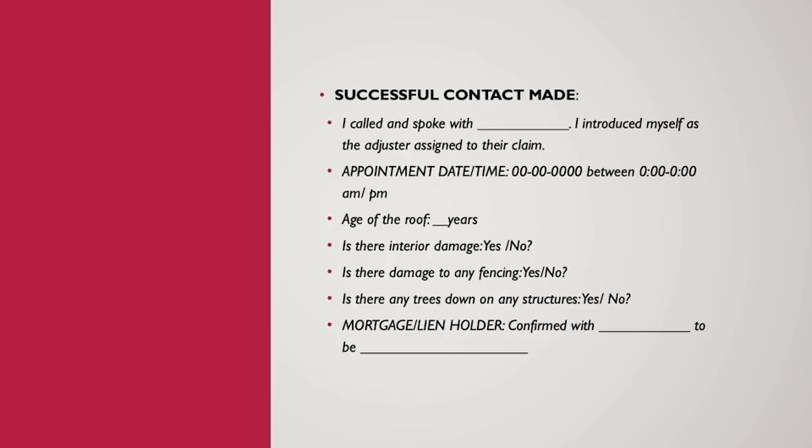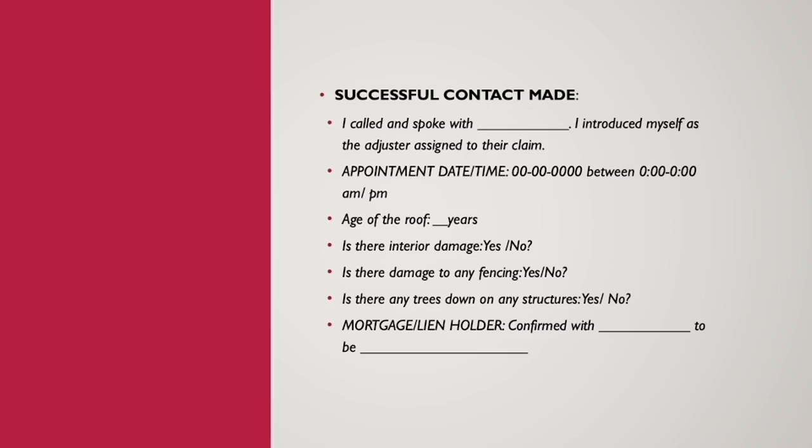If you make a successful contact when speaking with the insured, here's some information that you want to gather from the insured. I called and spoke with, and you want to put down who you spoke with. I introduced myself as the adjuster assigned to their claim. If you are a field adjuster, you want to put down the appointment date and time of the inspection. In this case, as being a desk adjuster, that would not apply, so you can omit that information.